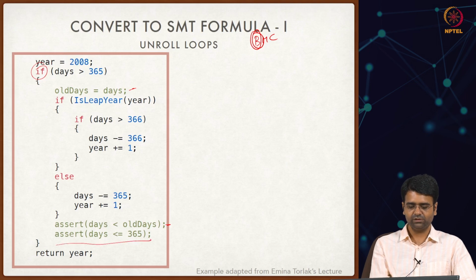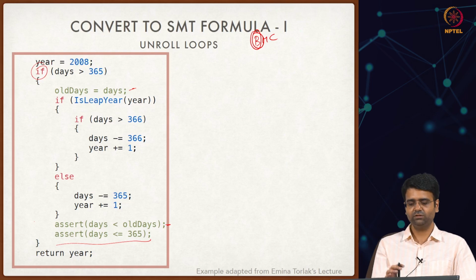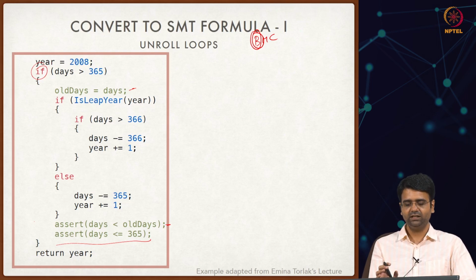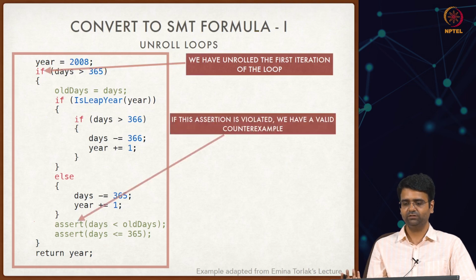In addition, we are also adding this assertion that days is less than or equal to 365. So in fact if days was greater than 365, then I would have actually continued in the next iteration. So I am saying that I am only interested in one iteration. I am only interested in executions where this loop is only going to contain at most one iteration. Okay, so we have unrolled the first iteration of the loop by converting from while to if.